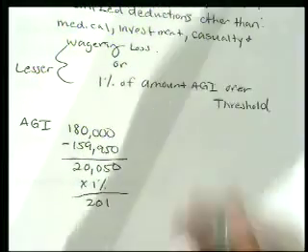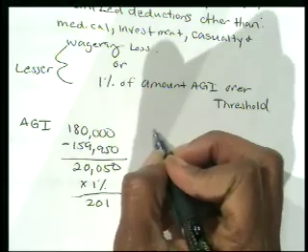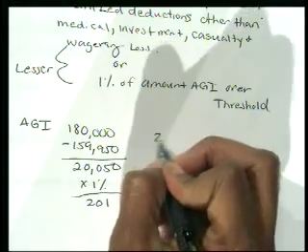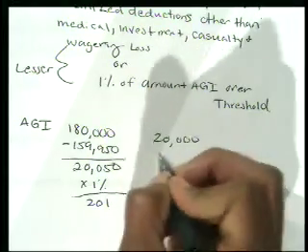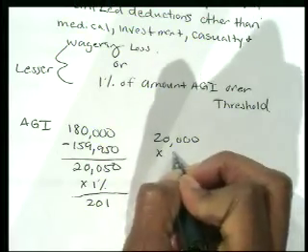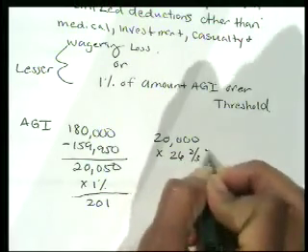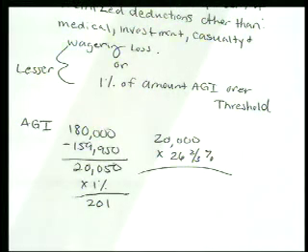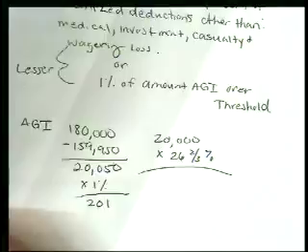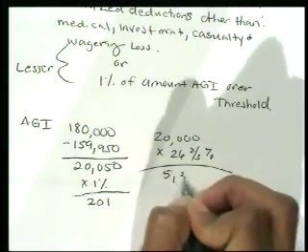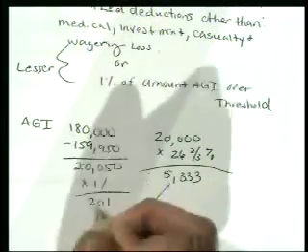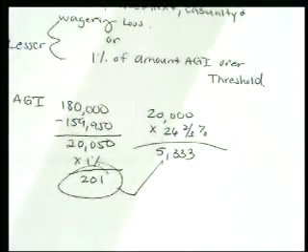1% of that is $201, and then we're going to take the itemized deductions. They had $20,000 in itemized deductions, and we're going to multiply it times 26 2/3%. And when we do that, we get $5,333. We're going to take the lesser of the two.